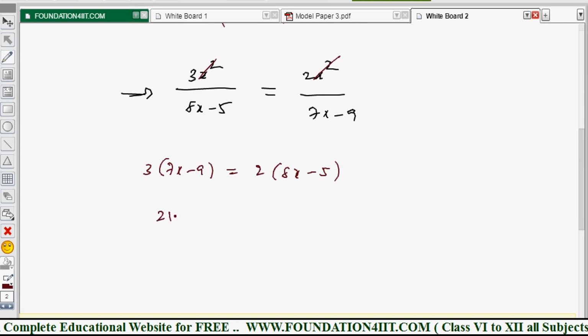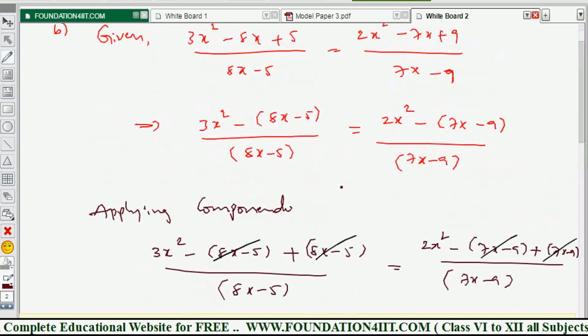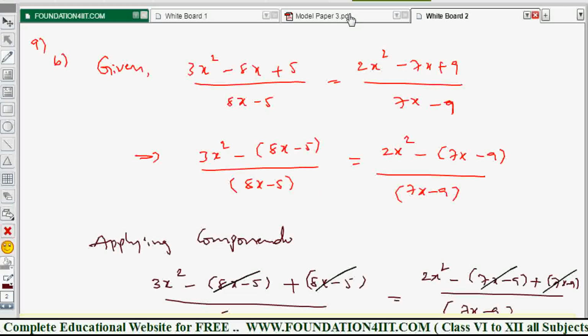So 7 3s are 21x − 27 equals 16x − 10. Taking x terms to one side, 5x equals 17. So x equals 17 by 5. As a mixed fraction, it is 3 2/5. Right, so this is the value of x. So componendo was applied to get the correct answer.